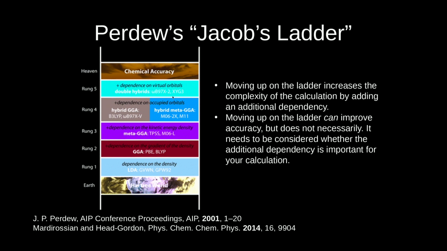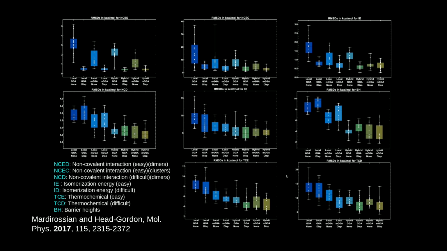And based on the type of calculation you're performing, you'll want to choose one of these rungs on Jacob's ladder, such that you get enough chemical accuracy, but you're not increasing the computational cost too significantly. So looking at the various types of computations you could be performing, such as dimers, isomerization energy, thermochemical calculations, activation energy barrier heights, based on the type of calculation you're performing and what's most important for your calculation will determine what level of Jacob's ladder will be most useful for you to use.